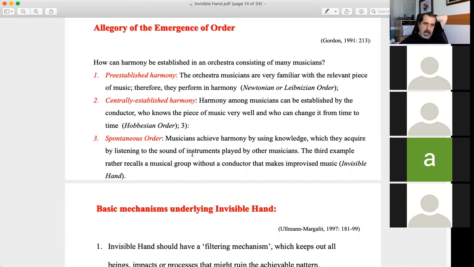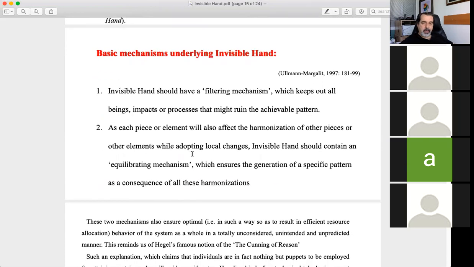It also establishes a very strong defense of the market mechanism. And for this reason, it is very attractive. It has been very attractive through the ages for the liberals in general, or most of the economists. Well, most of the economists are liberals. That's another idea. So there are some basic rules in this creation of the invisible hand as a social mechanism, or the mechanism of order. According to Ullman Margalit, the invisible hand should have some mechanisms, particularly.